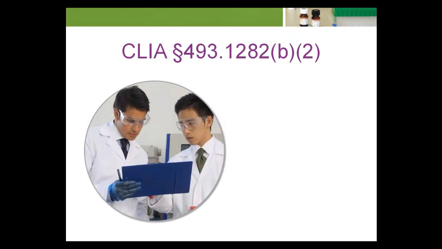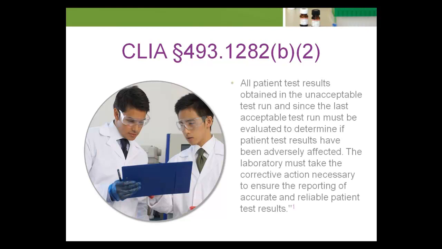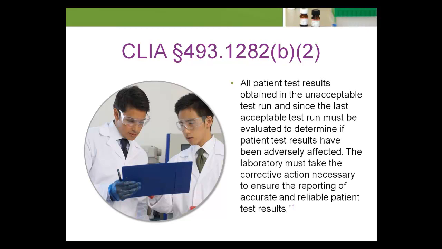CLIA Section 493.1282(b)(2) says all patient test results obtained in the unacceptable test run, and since the last acceptable test run, must be evaluated to determine if patient test results have been adversely affected. The laboratory must take the corrective action necessary to ensure the reporting of accurate and reliable patient test results.